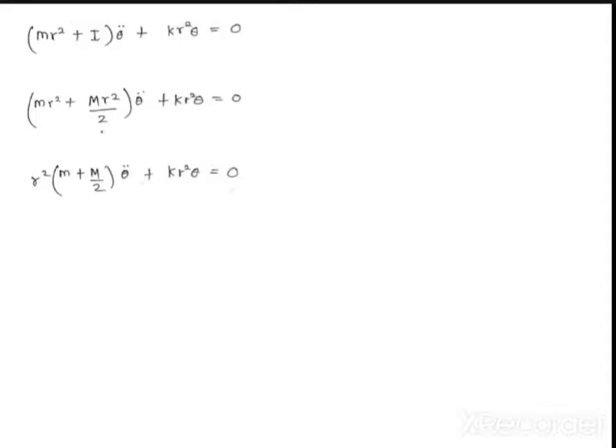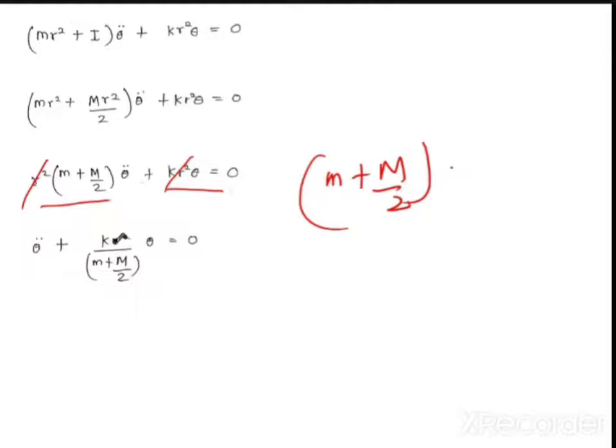Again, now r square is constant. So (r square)(m plus capital M by 2) theta double dot plus k r square theta is equal to 0. Right? Now again r square will get cancelled. What will remain? Theta double dot. Now here what will remain? (m plus capital M by 2) theta double dot plus k theta is equal to 0.